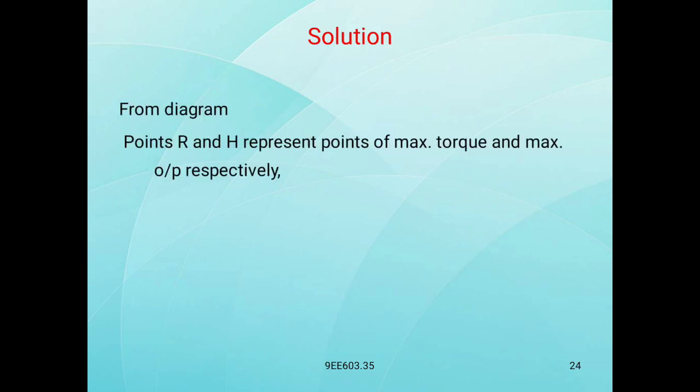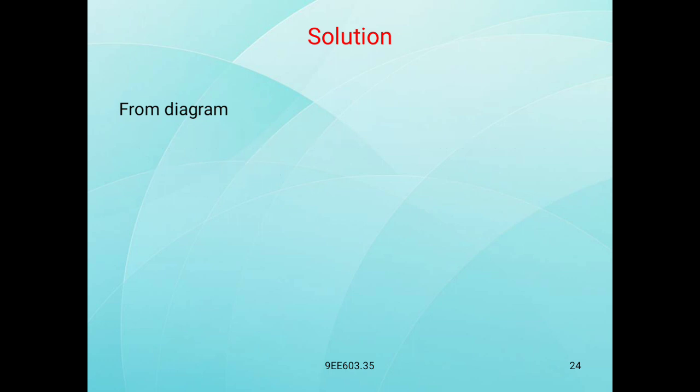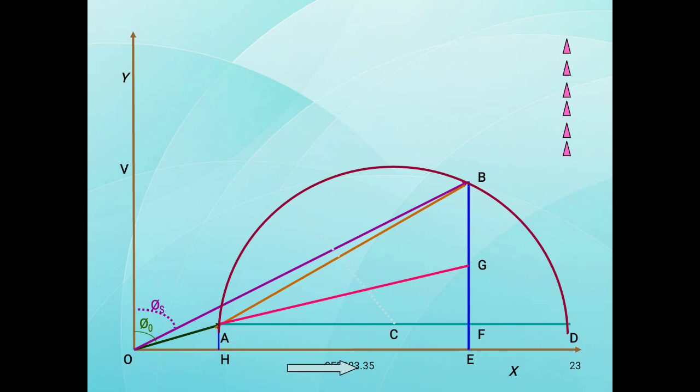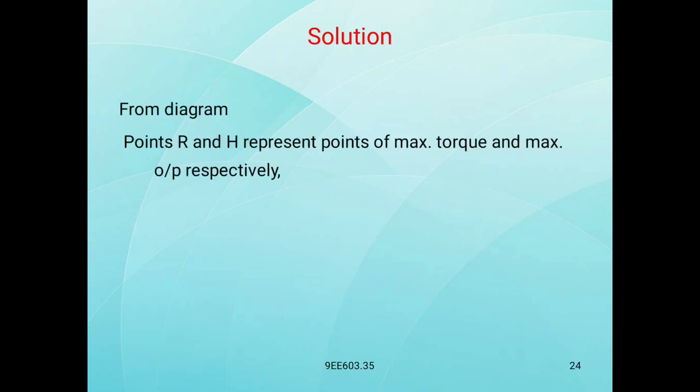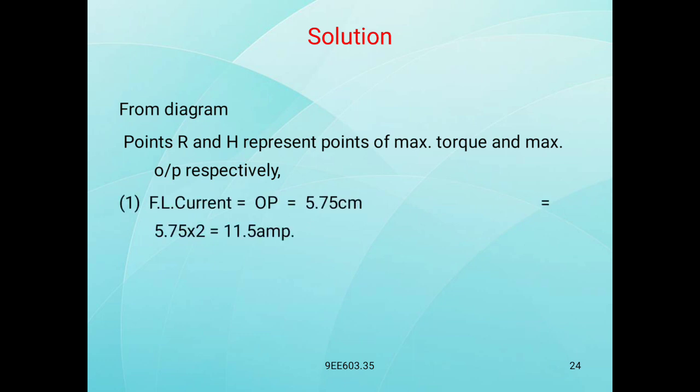From the diagram, points R and H represent the maximum torque and maximum output respectively. Full load current output.